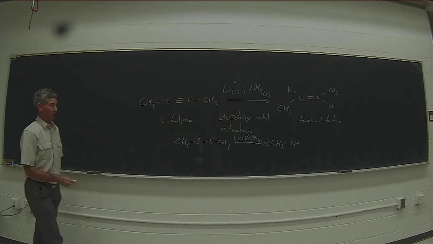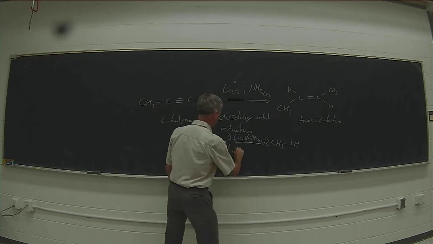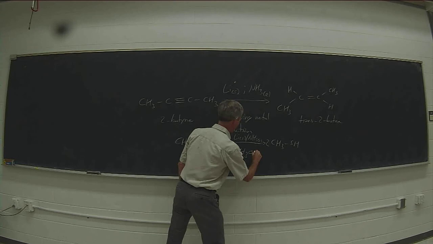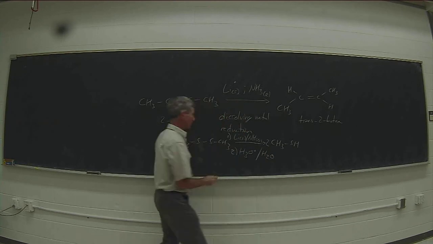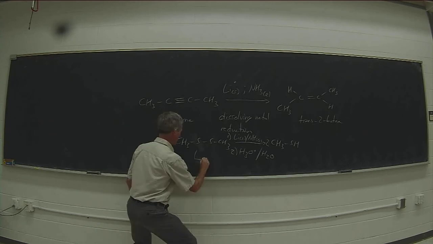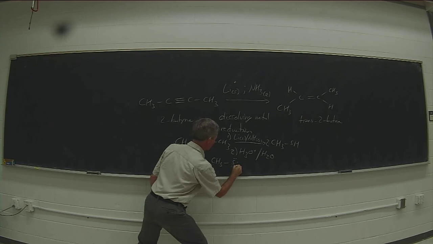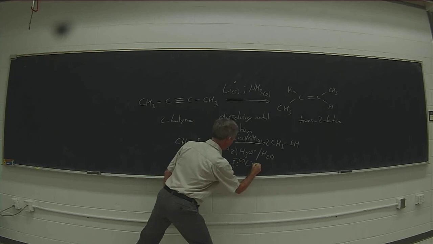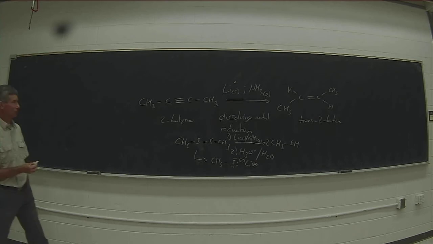The dissolving metal reduction allowed us to do that. In this case, it's 2 steps. The aqueous acid workup is required because the intermediate is the lithium salt of the thiol, CH3S minus in this case.